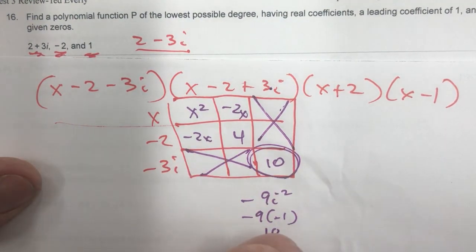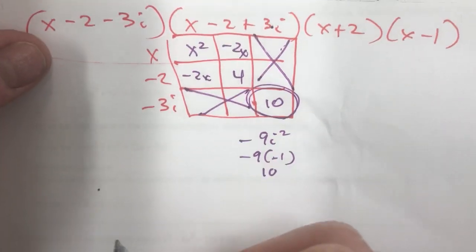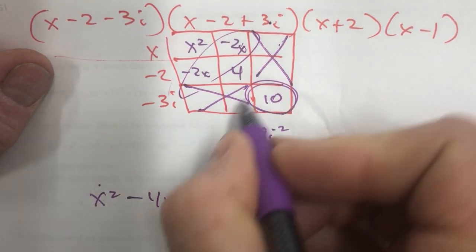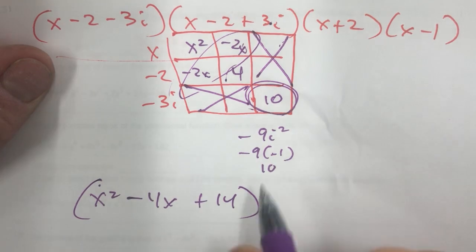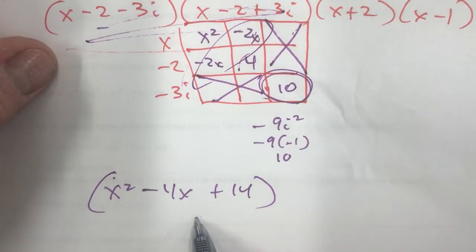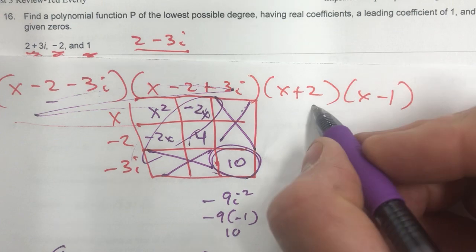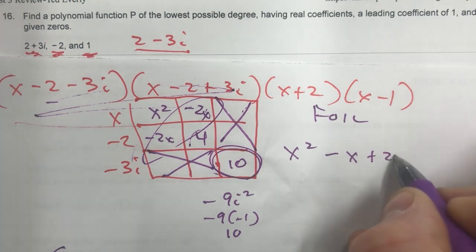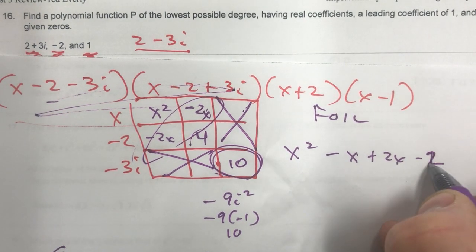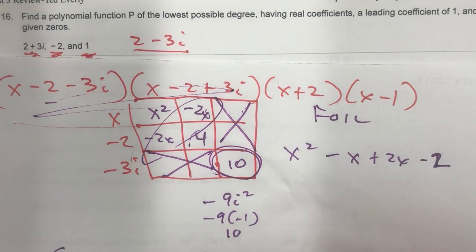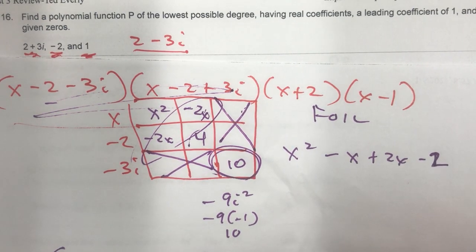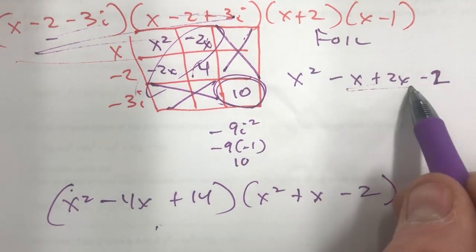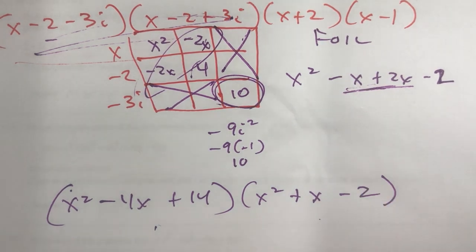So that gives me x squared minus 4x, and then plus 14. So there's what I get when I multiply these two together. Now I got to multiply these two together, and I just do FOIL for this. X squared minus x plus 2x minus 1, or minus 2, I'm sorry, which is going to be x squared plus x minus 2. And now I just multiply those two together.